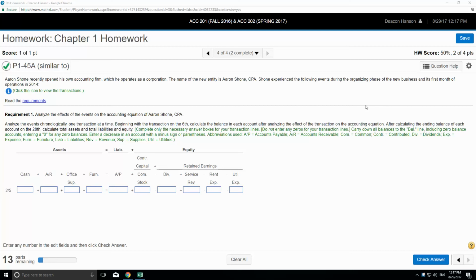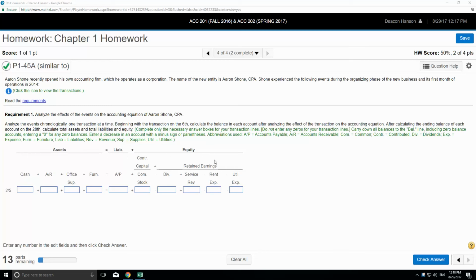Okay. This is P1-45A. Okay, so what do we have here? What do you guys see? We got the accounting equation, right? We got assets equal liabilities plus equity.